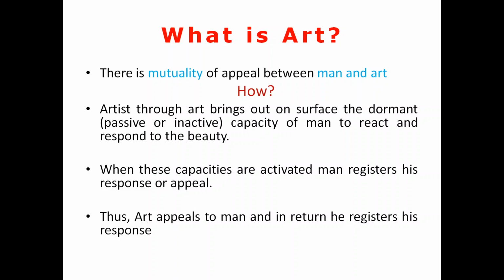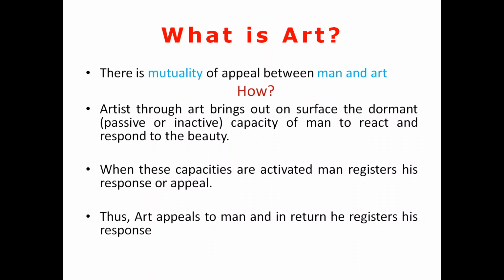And naturally, as I told you in the last slide too, human beings react to the art. Why do they react to the art? Because there lies beauty in the art. When these capacities are activated, that is the dormant capacities, okay, when these capacities are activated, automatically human beings register their response. Okay, it means that art appeals to man. This is what we can say, this is the aim of the art. Okay, means this is the quality, this is the characteristic of art, that it appeals to man.